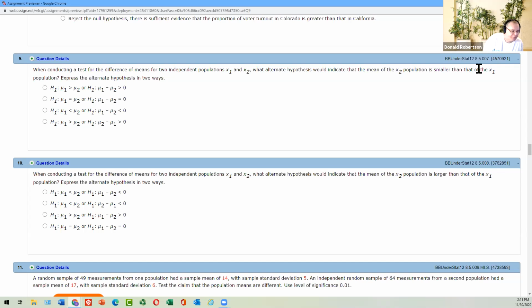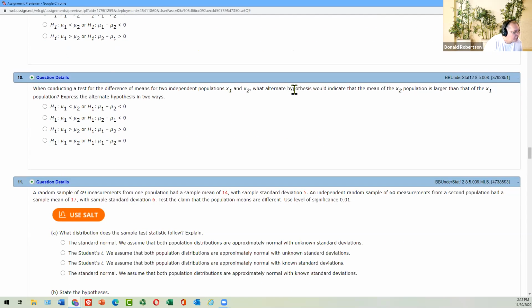Right. Imagine x1 was a boy and x2 was a girl. Then what you're saying is the girl is smaller than the boy. Another way of phrasing that, isn't it, the boy is bigger than the girl. So you are looking for an alternate hypothesis that looks like first one bigger than the second, which is that one. Another way of writing first bigger than second is that their difference is bigger than 0.